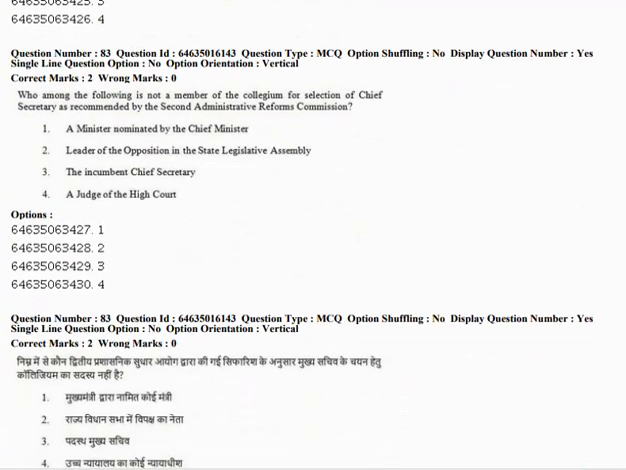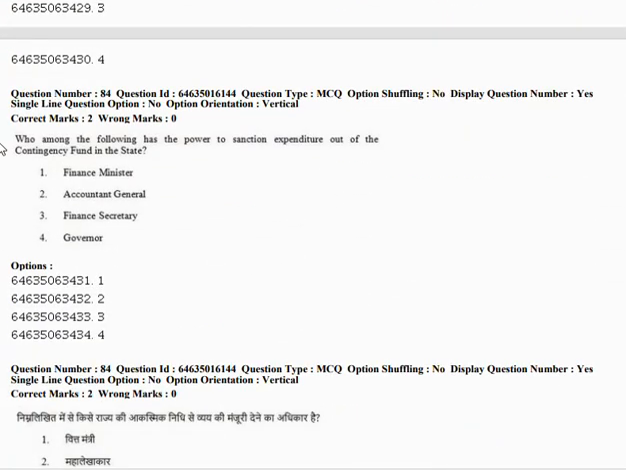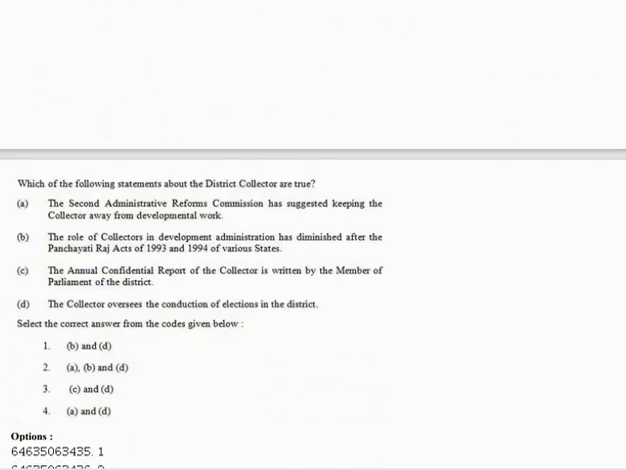Question number 83. Who among the following is not a member of Collegium of the Selection of Chief Secretary as recommended by second ARC? So here it will be judge of the High Court, perhaps not included, there is some confusion here too. Question number 84. Who among the following has power to sanction expenditure out of contingency fund of state? It is governor.